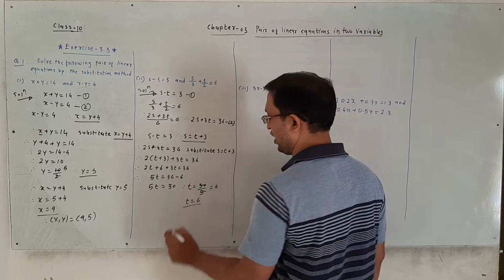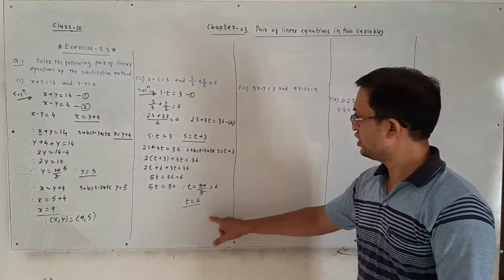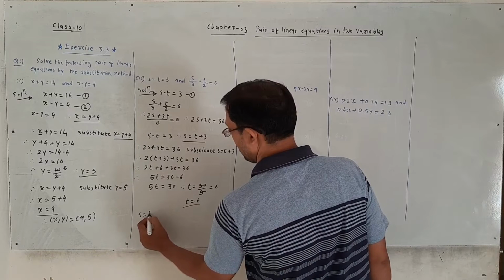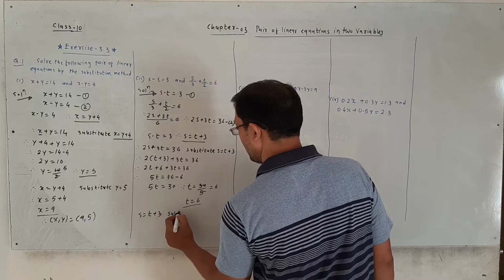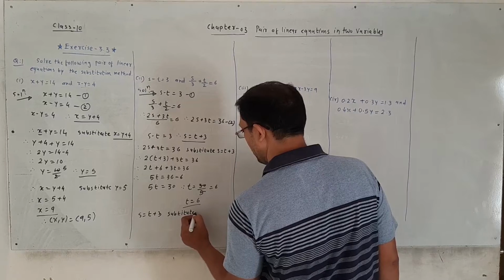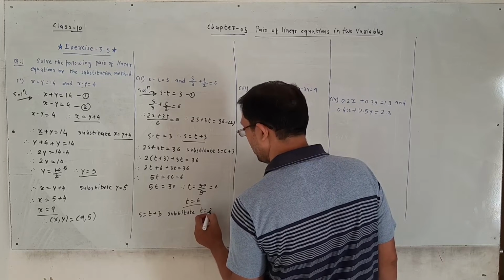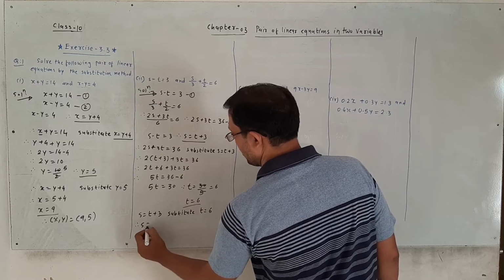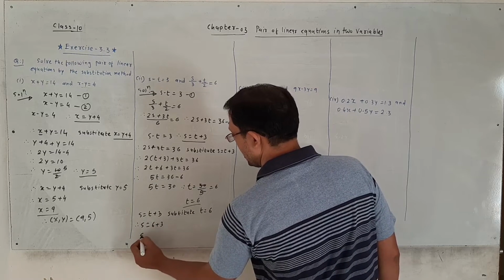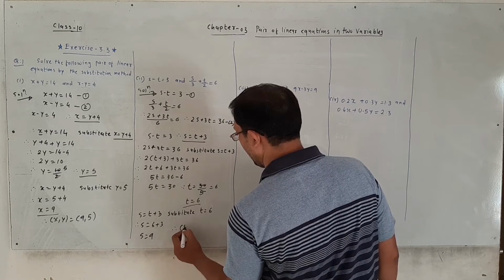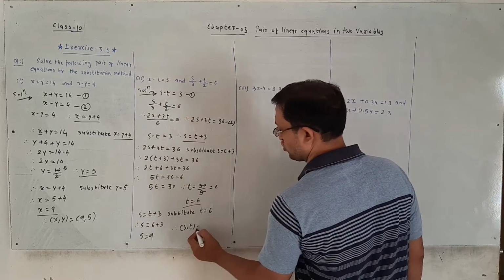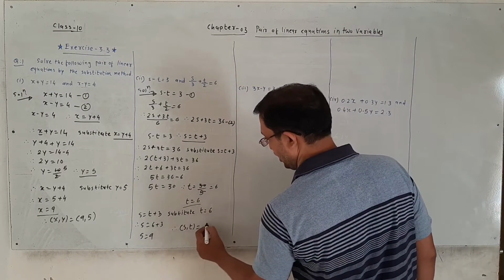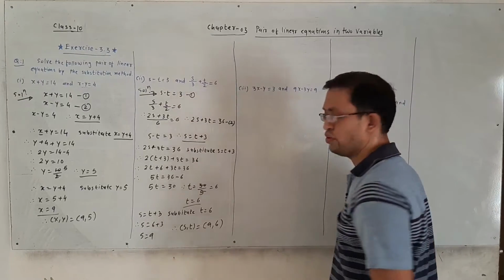We found the value of t is equal to 6. Substitute in s is equal to t plus 3. Substitute t is equal to 6. Therefore, s is equal to 6 plus 3. That is s is equal to 9. Therefore, the final solution of this equation is s is equal to 9 and t is equal to 6.